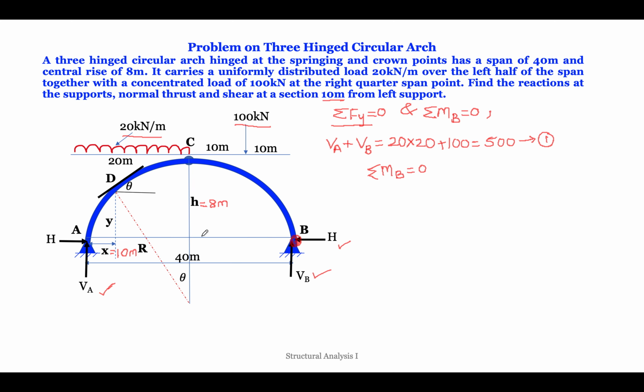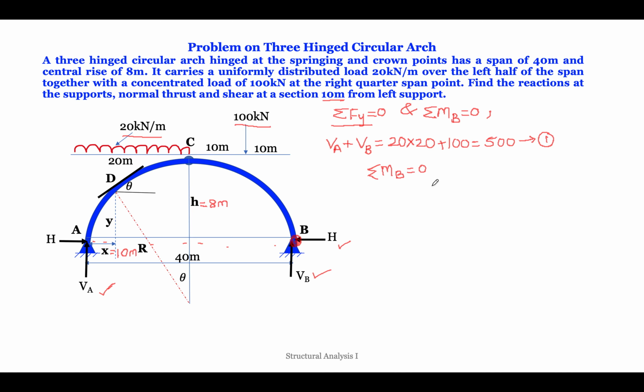So we will neglect it, because moment is nothing but load into perpendicular distance. And in this particular case this is in same line of action, so we cannot consider it, there is no perpendicular distance for this particular force, because this line of action is same. So we will neglect this for this particular equation.